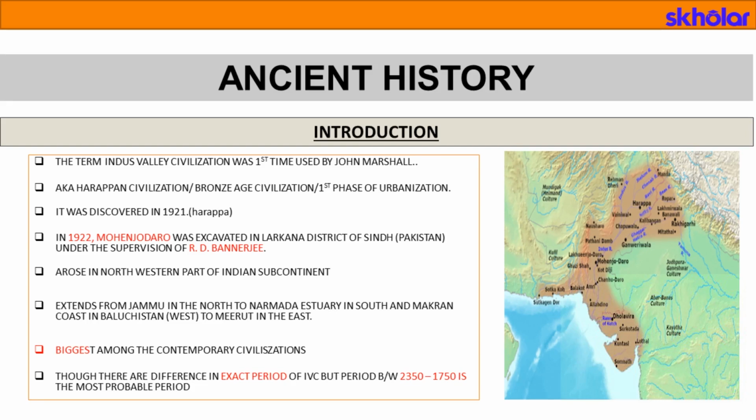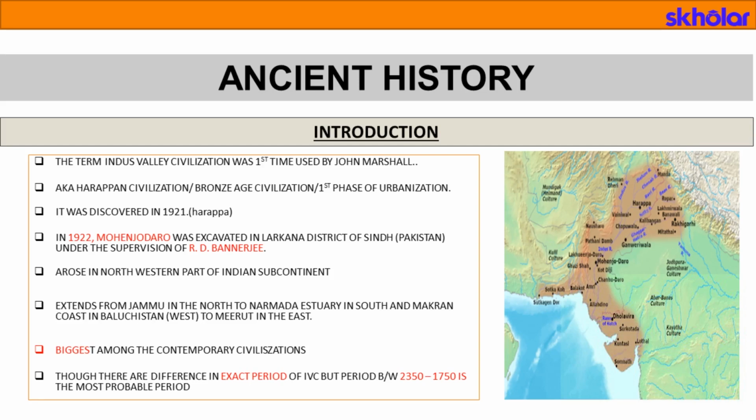And why is it so? Because it was the first time when the world witnessed large urban centers which were planned. It was discovered in the year 1921. That is, in 1921, the city of Harappa was discovered, and so was the civilization, Harappan Civilization. In 1922, another large city, Mohenjo-daro, was excavated in Larkana district of Sindh, Pakistan, under the supervision of R.D. Banerjee, that is, Rakhal Das Banerjee.